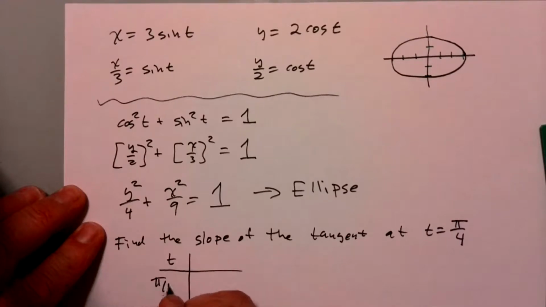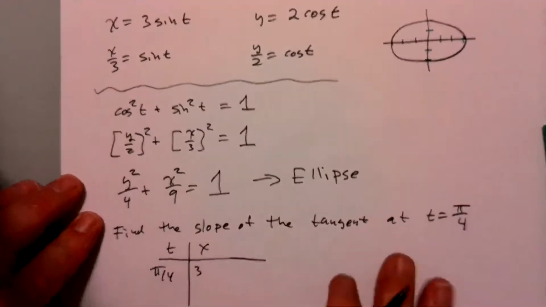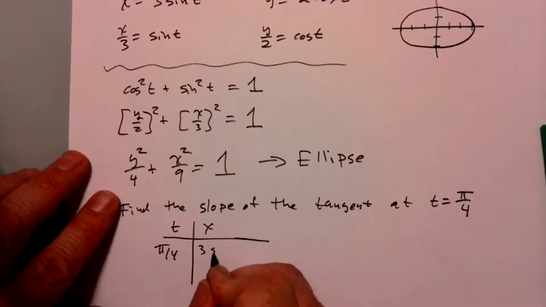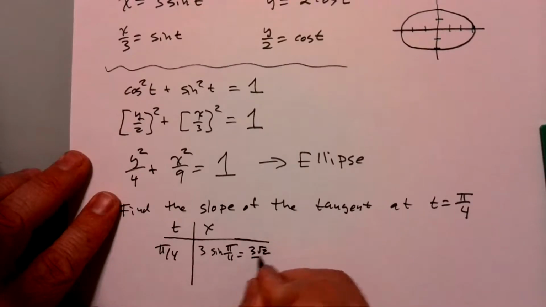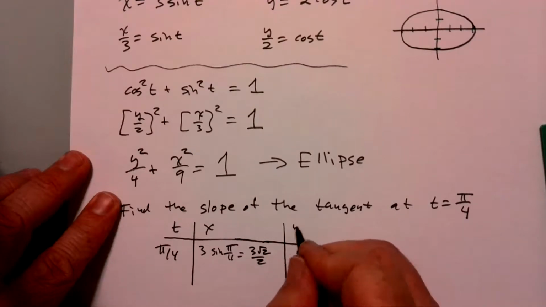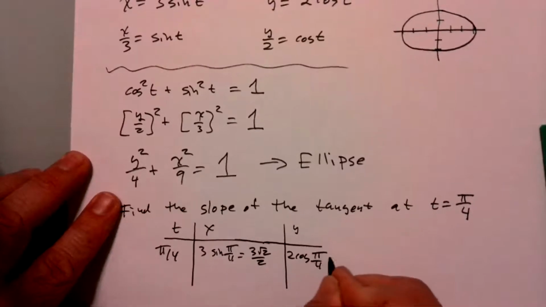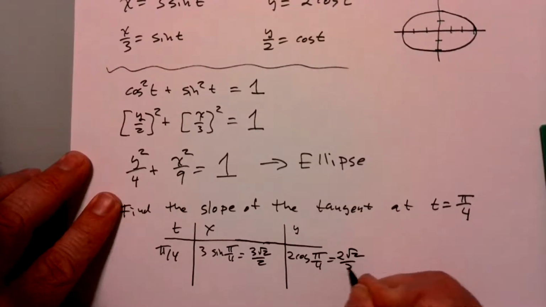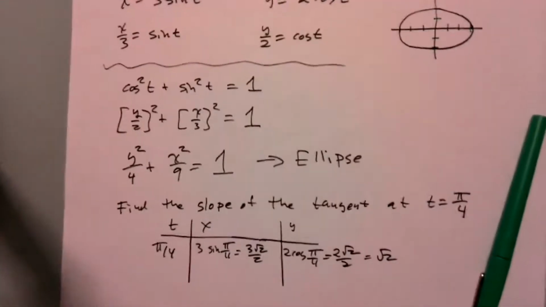So if t is pi over 4, x is 3 sine pi over 4, which is 3 root 2 over 2. And y is 2 cos pi over 4, which is 2 root 2 over 2, which of course is root 2. Just get some decimal approximations. I just want to visualize it if I can.